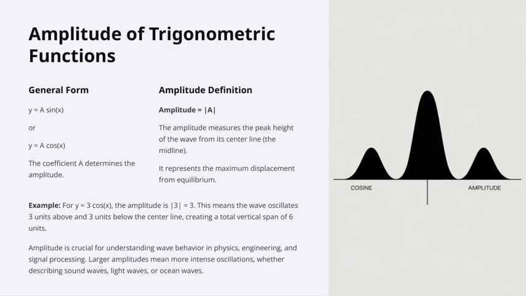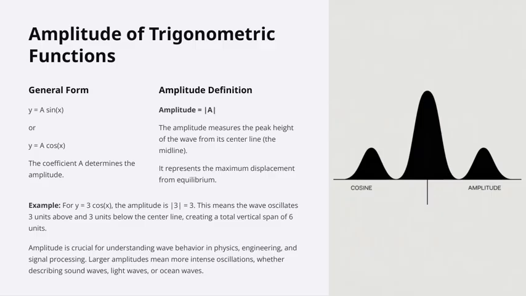Now, let's take a closer look at the amplitude of trigonometric functions. In the general form, we have y equals a sine of x or y equals a cosine of x. The key point here is that the coefficient a determines the amplitude of the wave. The amplitude itself is simply the absolute value of a, which we write as amplitude equals |a|. This value tells us the peak height of the wave from its center line, or midline. In practical terms, the amplitude measures the maximum displacement from equilibrium.